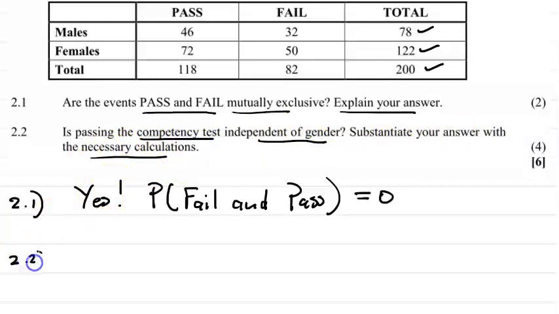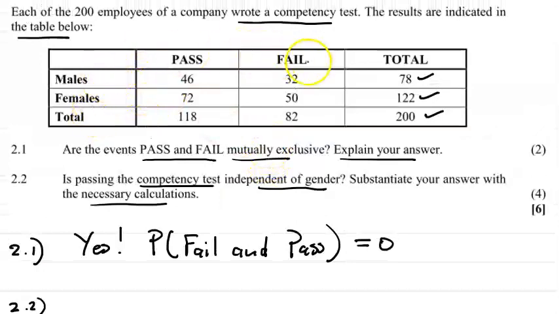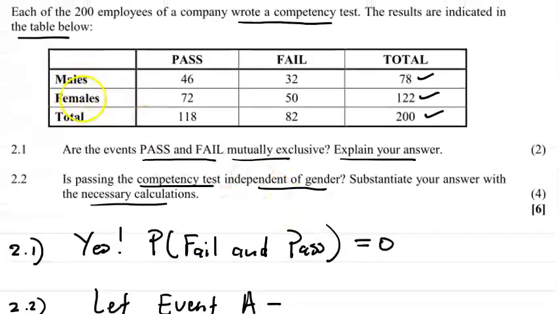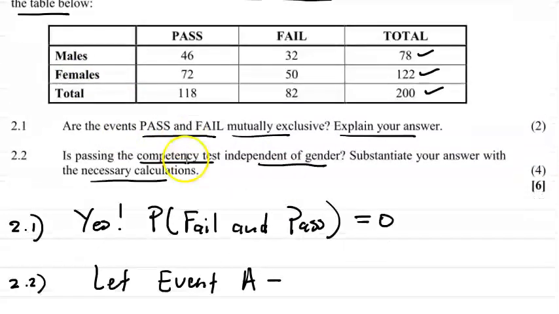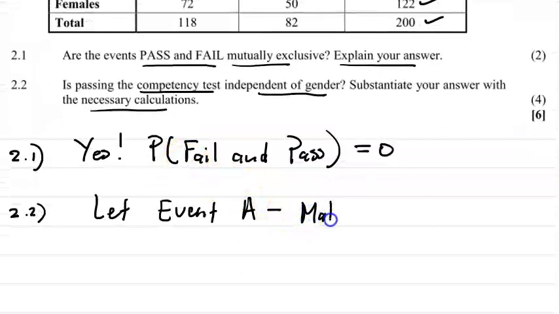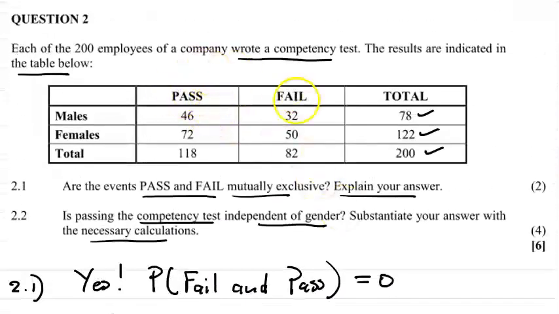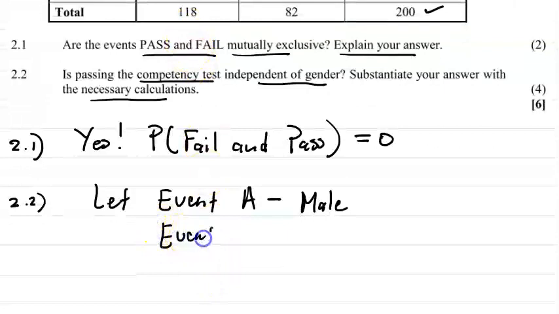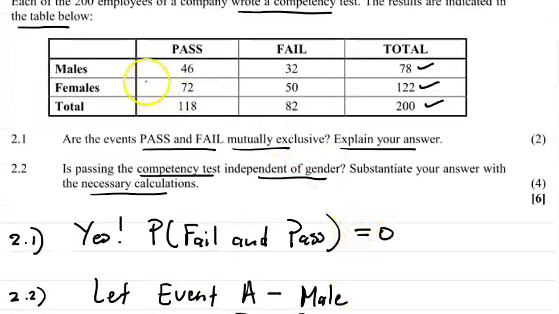So to answer this particular question, remember that we have gender, we have passing, failing. So what we have to do is we have to let one event, and let's call it A, equal either male or females under the event gender. So let's just say let event A equal male. And event B can either be pass or fail. So let's let event B equal pass. So event A, we let it equal male, and event B equals pass. Now we could very well let event A equal females, and we could let event B equal fail. So you need to choose.